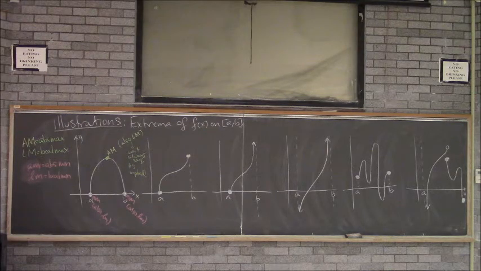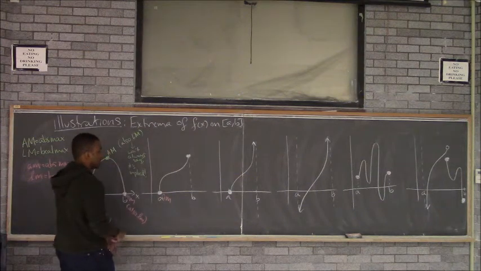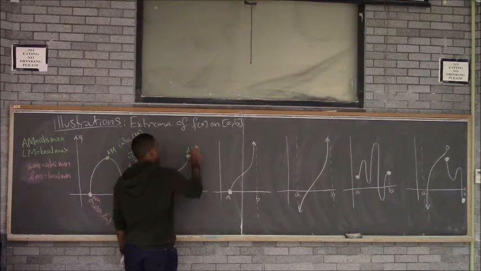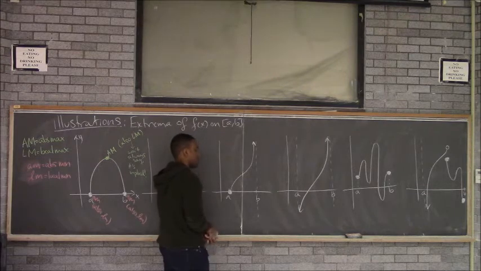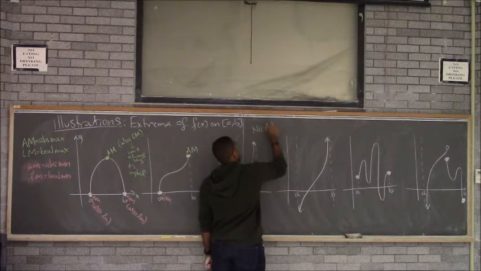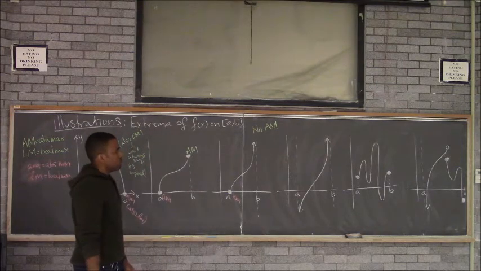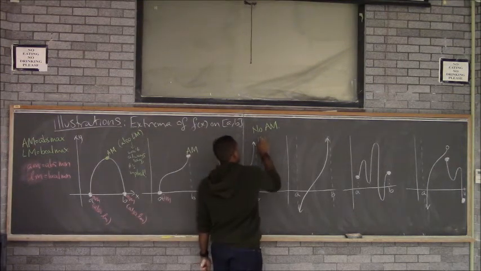Anyone else? Well, no. What about this one over here? Absolute minimums? Yeah. At point A, absolute minimum and local minimum. And at point B is absolute max and local max. Yep. At point A, there's an absolute minimum. And there's no absolute max. Is there a local max? No local max either.